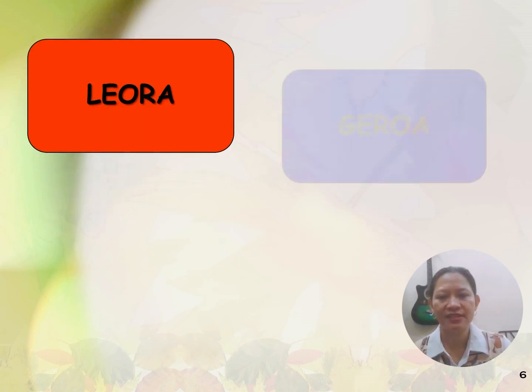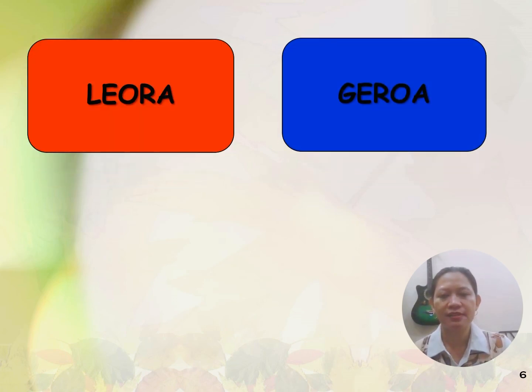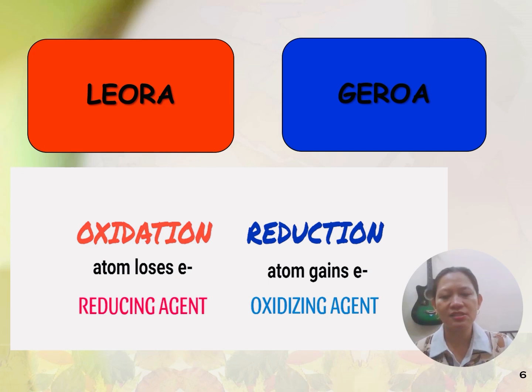Another thing to prevent confusion, let us have LEO the lion says GER, wherein in LEO we have loss of electron, oxidation, reducing agent. The atom that lost electron is the reducing agent in the reaction called oxidation. In GER, we have gain of electron, reduction, oxidizing agent. The atom that gained electron is the oxidizing agent in the reaction called reduction.